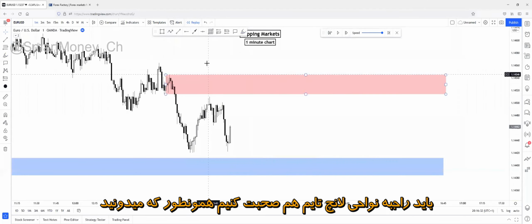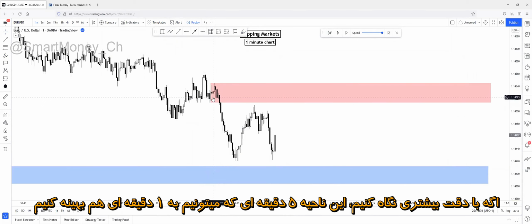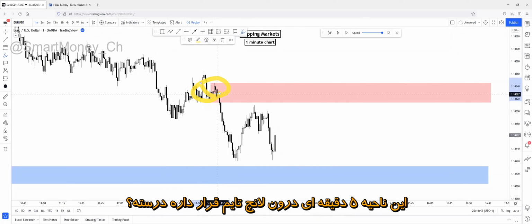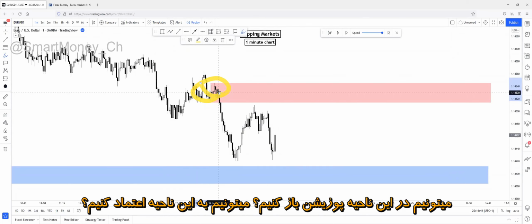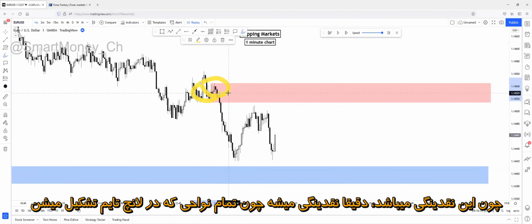We have to talk about the lunchtime zones also, as you may know. And if I take a closer look, this zone, this 5-minute zone, I can refine it on the 1-minute too, but this 5-minute zone is inside of the lunchtime, right? Can we just open a position on this zone? Can we trust this zone? I'm asking you guys. No, that will be taken out. That will be taken out. Why will it be taken out? Because it's just liquidity. Exactly.